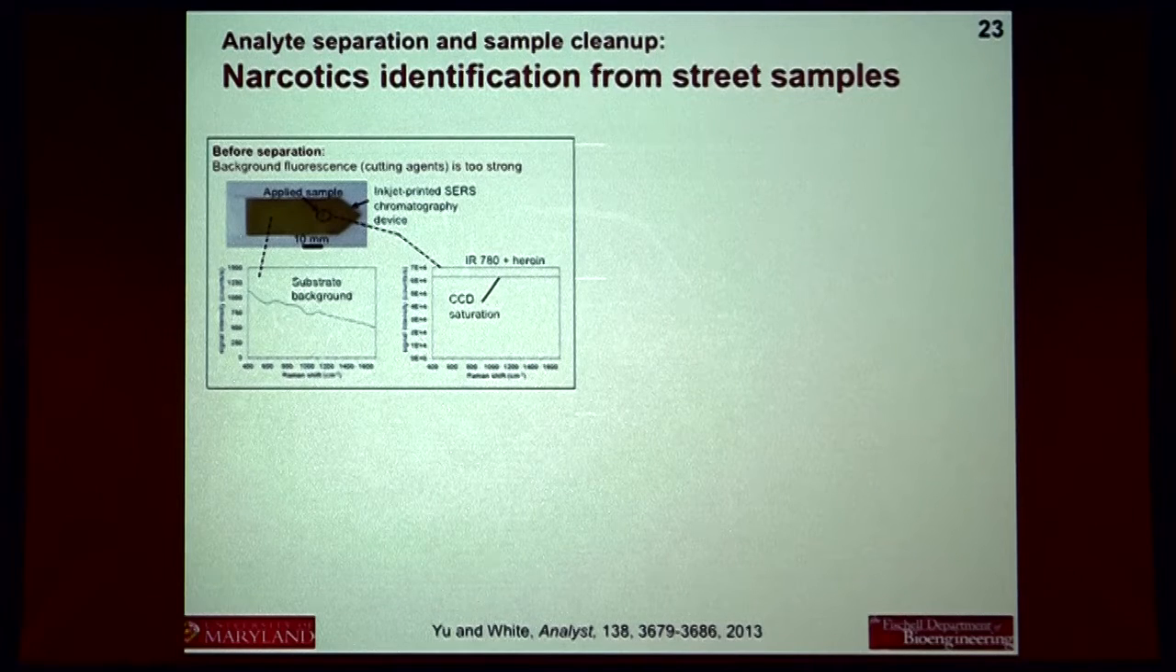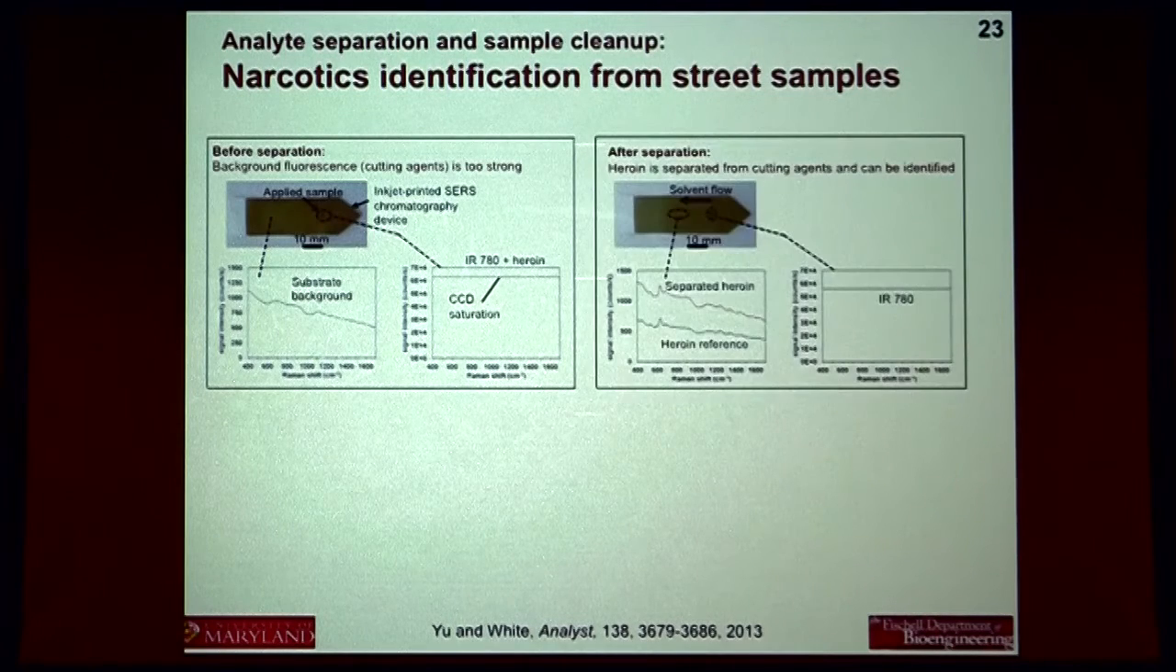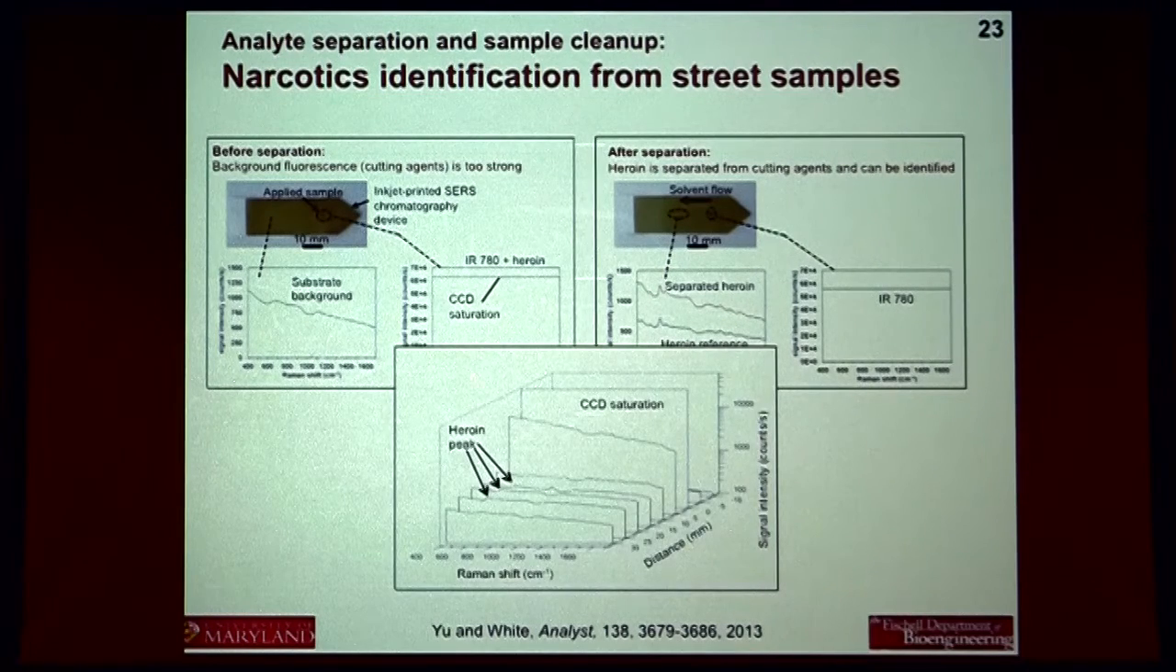Too much fluorescence. So these two spectrometry companies came to us and said, what can we do about that? So we used our chromatography concept. So here's an illustration. If we put the cutting agent and the heroin in this one spot, you just get a flat line of saturation on your CCD because of all the fluorescence. You do the chromatography, you get a flat line here, and now you get the separated out heroin there. So again, here you can see the saturation now separated from the heroin.